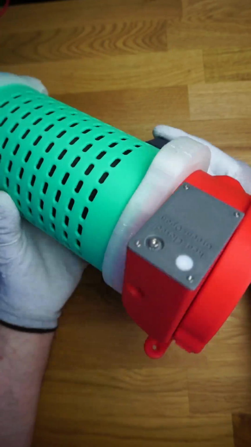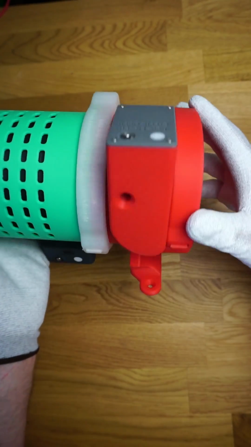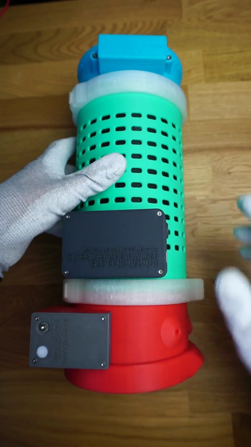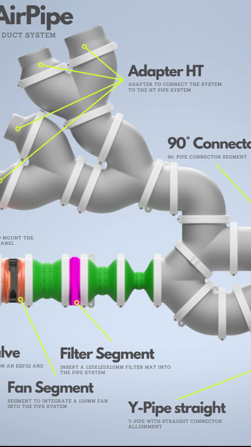Even completely assembled, it's an easy job to integrate this into your existing printer pipe system. All shown pipe segments are part of my 3D printable pipe system, printer pipe.